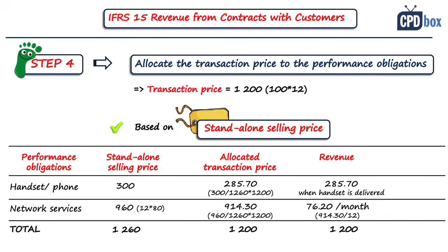Now, here the complication is that the billing or issuing invoices to Johnny is different from these numbers, because there is no invoice for handset, that's zero, and invoices for 100 currency units each month. So how to deal with that difference? I will show you later in journal entries.